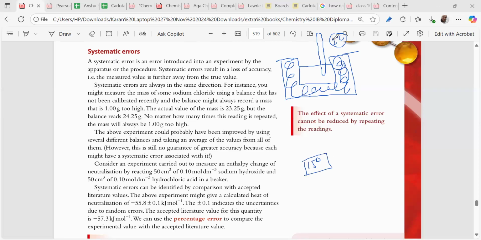Suppose this thermometer, a digital thermometer, is always faulty. It's always measuring 2 degrees more. So the values will be what? 17, 17.5, 17.1, 16.9. Is it clear? See, one-sided. Again, I'm getting one-sided values. Did you get my point over here, right? This is very important. Systematic errors will always and always be one-sided of the literature value. There you can catch it, right?